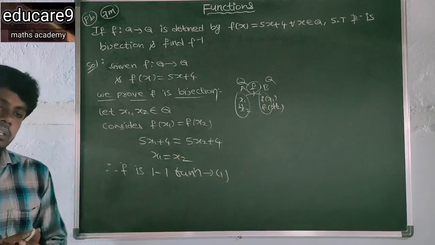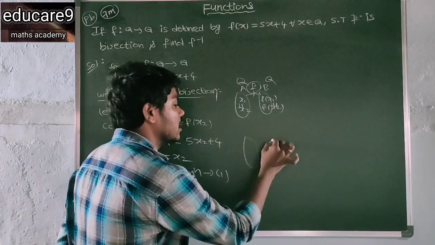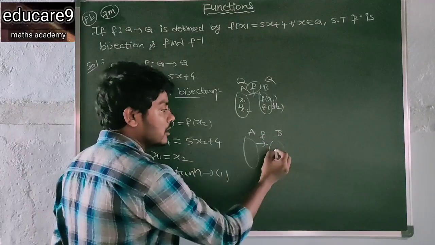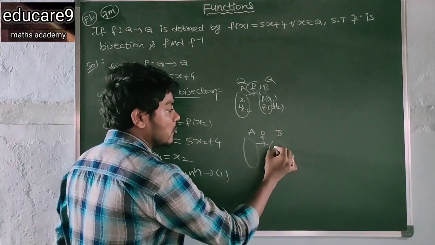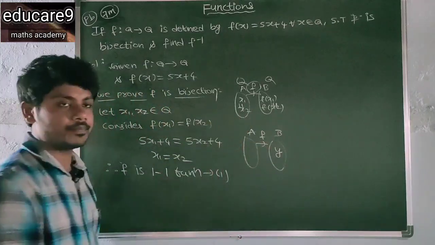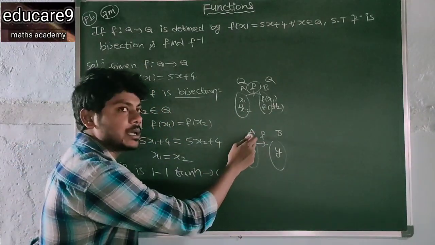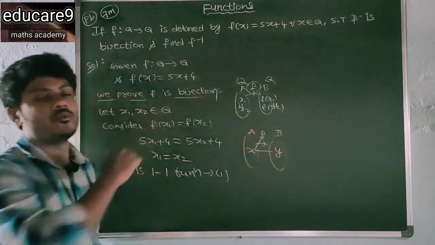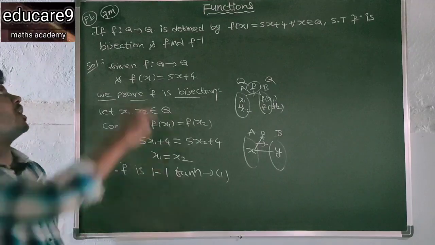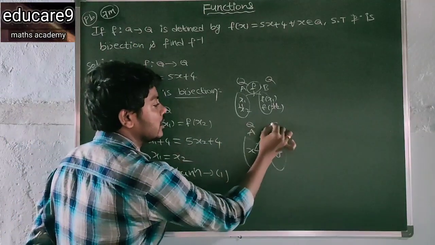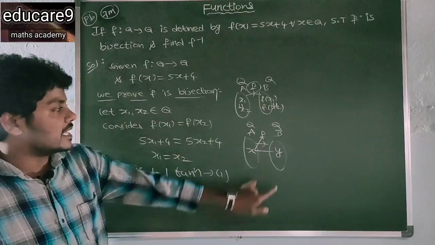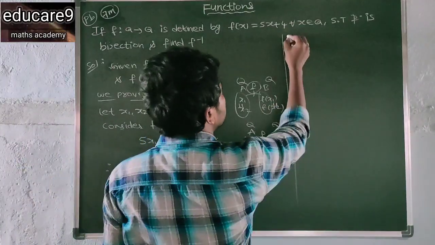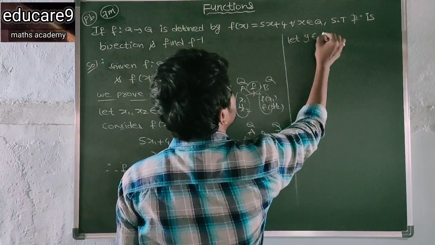So what is the onto condition? Here f from A to B be any function, if for some y belongs to B, then definitely there exists some element in A, that is x belongs to A, then you prove f of x is y. But here A and B are Q only. So here Q, here Q. Now first consider y belongs to Q. So let y belong to Q.